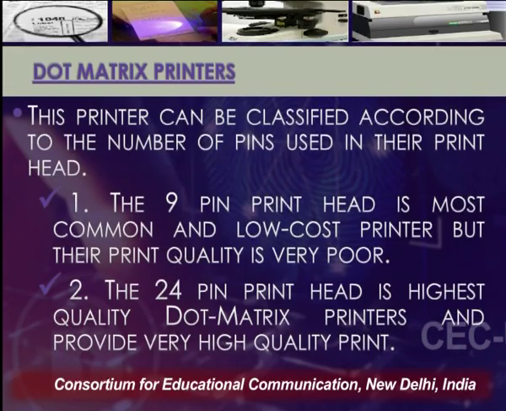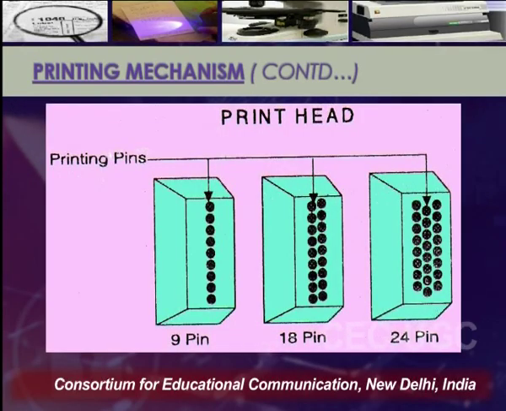The 9-pin print head is the most common and low cost printer, but their print quality is very poor. Then we have a 24-pin print head, which is of the highest quality dot matrix printers, and they provide very high quality print. This image shows a printer with 9 pins, with 18 pins and with 24 pins. The 9 pin is the lowest quality, but a 24 pin is the highest quality.